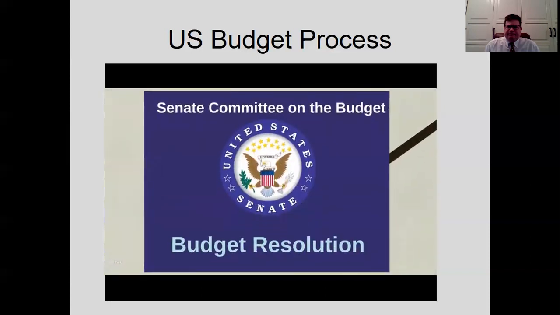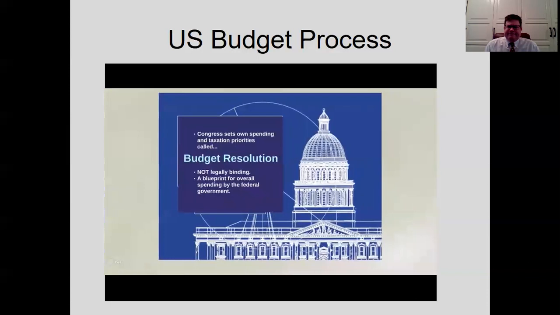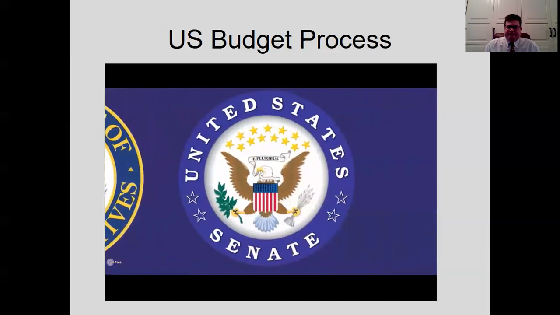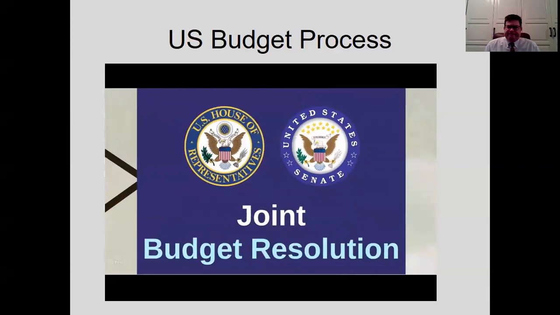The budget resolution is not a legally binding resolution, but is more like a blueprint for overall spending by the federal government. The House writes theirs first, followed by the Senate. The two each pass their resolutions and then come together in a joint conference to iron out the differences. A reconciled version is then voted on in both chambers. However, Congress doesn't require a budget resolution to fund the federal government.